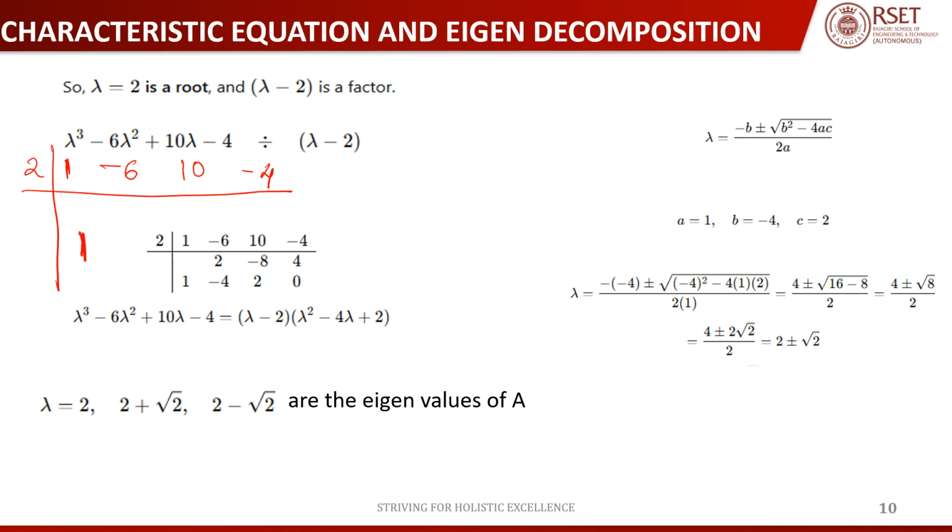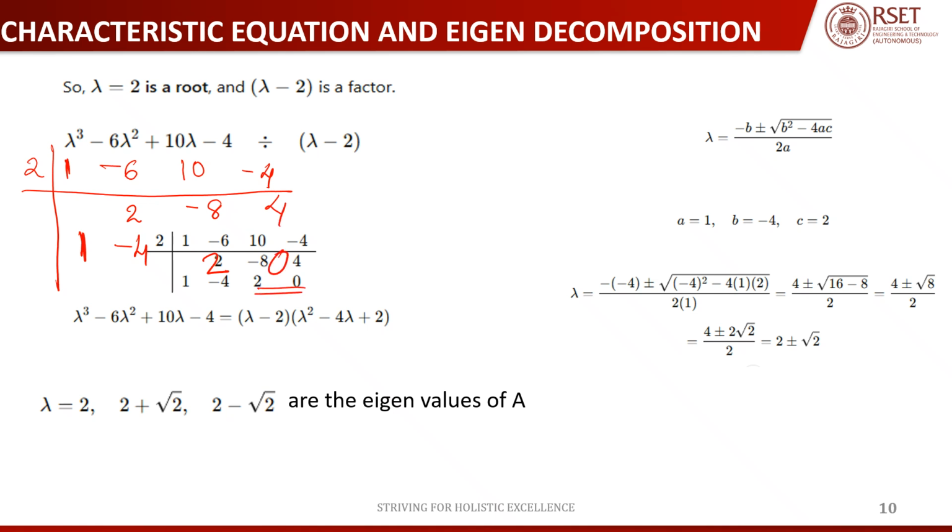So I have 2 into 1, and that is 2. I write this 2 here, and now I add this minus 6 plus 2. The answer is -4, so I will be writing it here. Then I'll again multiply 2 into -4, and the answer is -8. Now when adding this 10 minus 8, I have 2. Again I'll multiply 2 into 2, which is 4, and I'll be getting 0.